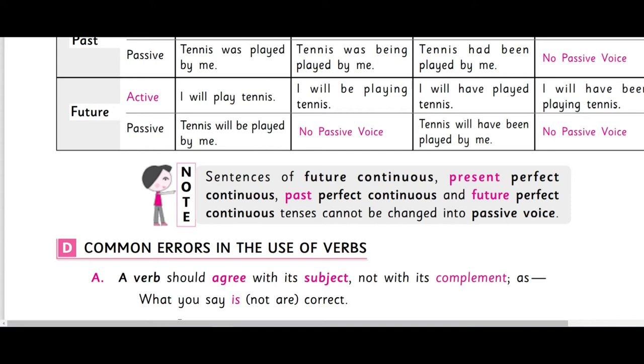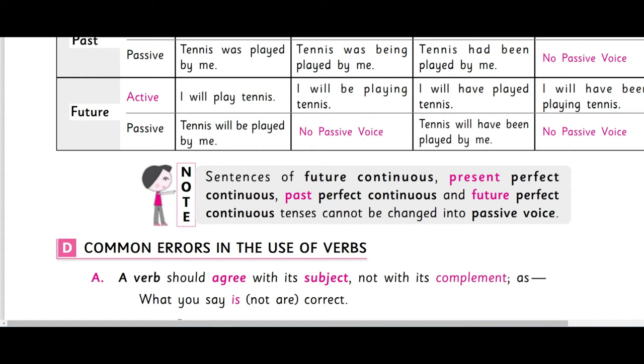Future continuous tense does not have a passive voice, same as the perfect continuous tenses. Only in future continuous tense that is an exception. Please keep it in mind. Future perfect: I will have played tennis, and tennis will have been played by me. Object plus will or shall plus have plus been plus V3 plus subject.